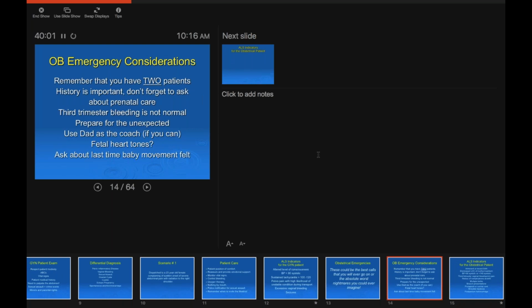So some OB emergency considerations. Remember that when you're in the back of the ambulance treating, you have 2 patients. So history is very important. Don't forget to ask about prenatal care. Third trimester bleeding is not normal. If you have bleeding in the third trimester, it's a bad sign. Prepare for the unexpected. If dad is there, use him as a coach if you can.